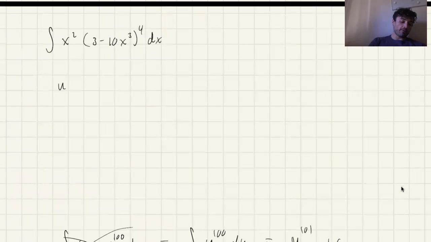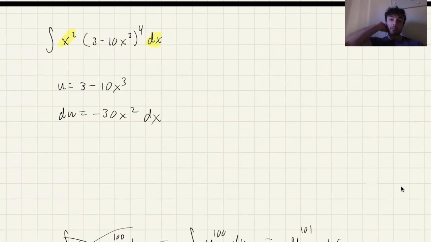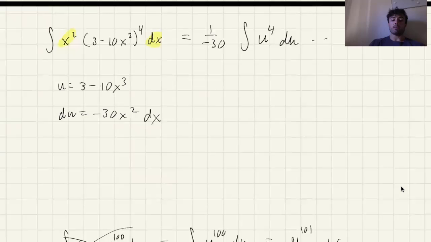Here I'll just kick it off. So u would be 3 minus 10x cubed. And then du, we get negative 30x squared dx. And so now I have to solve for what I have up in my integrand. Let's see, I have to divide the negative 30 over, so I have 1 over negative 30. And then I have the integral, and it looks like it's going to be u to the 4th du. And then from here we can solve.